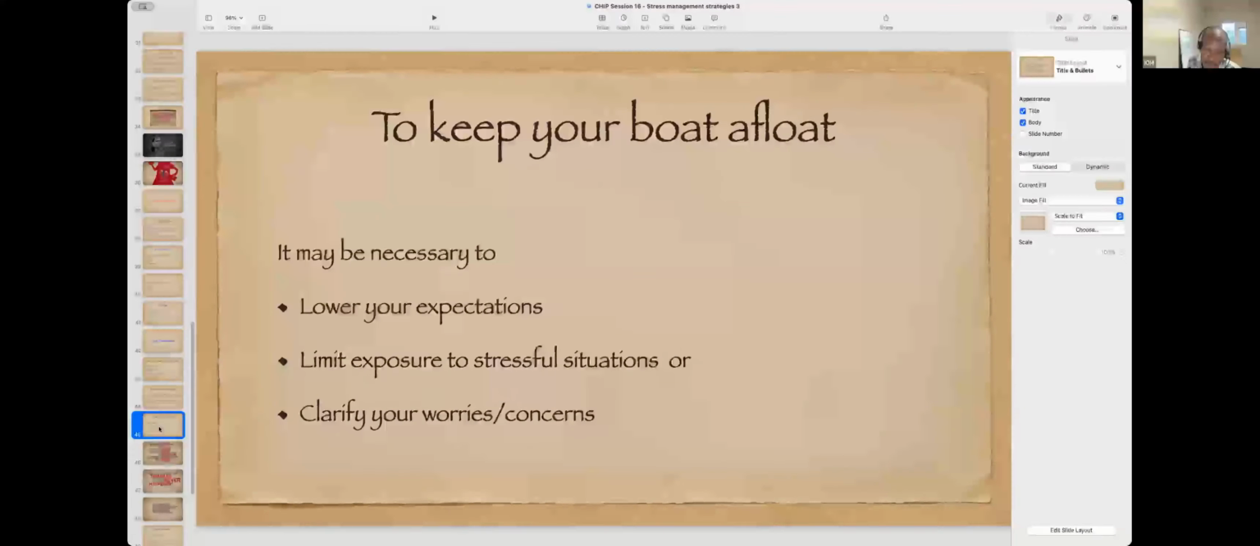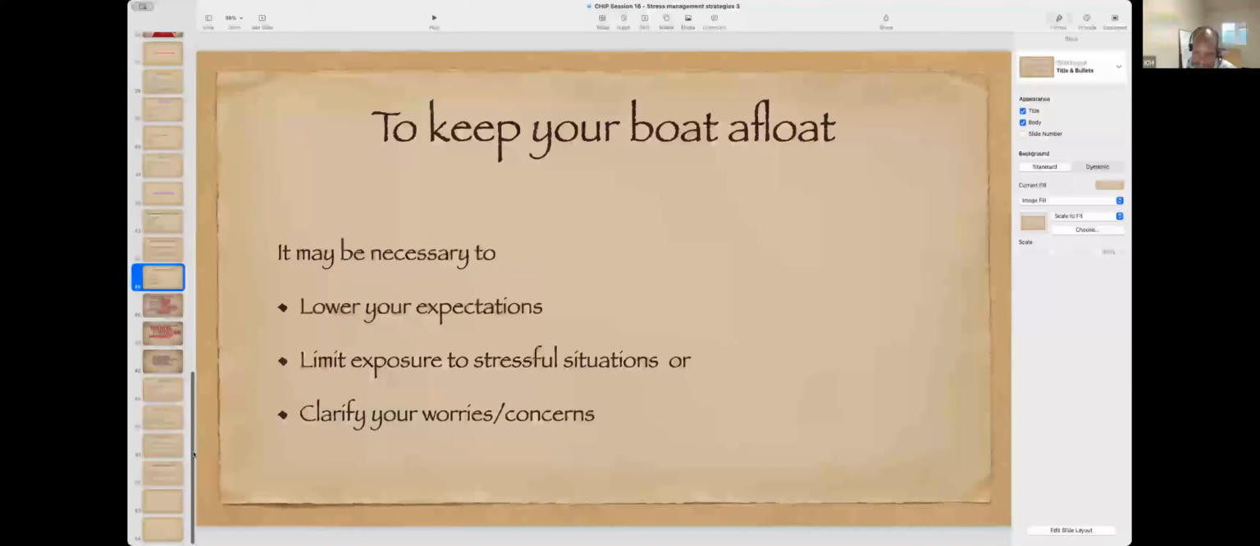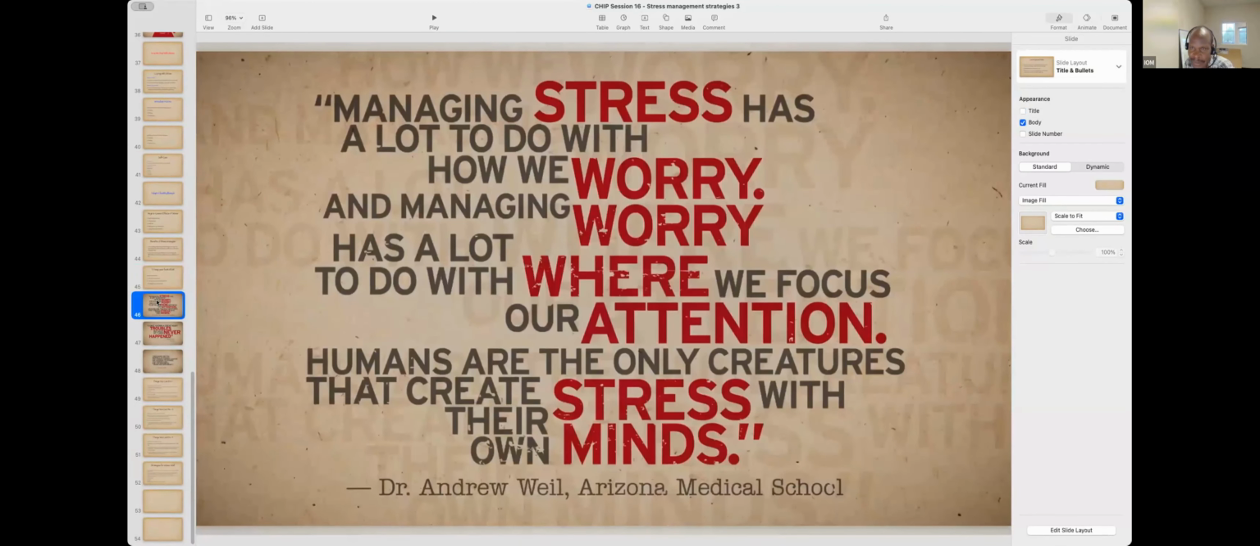We want to limit or reduce exposure to stressful situations, or we want to clarify why we have worries or concerns, because some of our worries or concerns may be unfounded, may be mistaken. So we need to look at them objectively and see whether they are actually founded. Sometimes we have worries that are unfounded that can lead to us experiencing a stressful response. So we need to look at why we are doing certain things. So managing stress, as Andrew Weil said, has a lot to do with how we worry and how we manage worry.